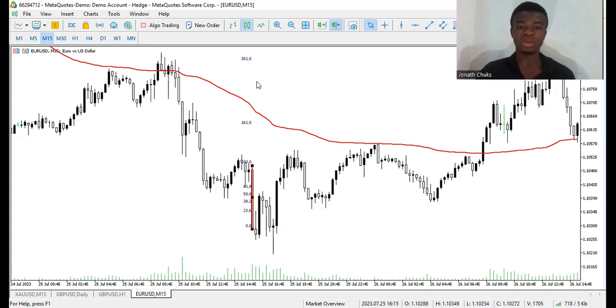Look at this particular point, there was a retracement here. That is exactly when you enter your trade. Enter the trade once the market gets to that point, and then there's a reaction.